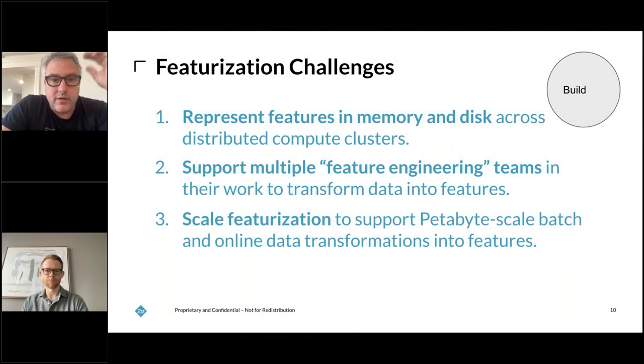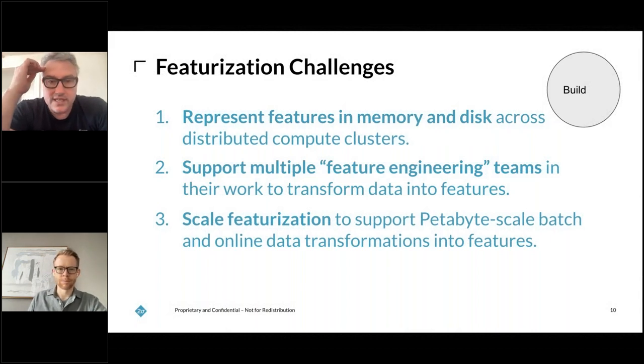I've learned over the years that this is incredibly challenging, and I think it's challenging for 3 reasons. And the work we're doing with Voltron is going to address some of these. So first, how do we represent these features in memory and on disk across distributed compute clusters and multiple feature engines? Second, we need to support multiple feature engineering teams that are doing this work. And it's not possible to really have a single standard for how these teams do this work. They need to have optionality, but then they also need to have interoperability. And that's a really big challenge for us, as we don't want to limit the choices our data analysts and modelers can make, but we still want to be able to have interoperable systems.